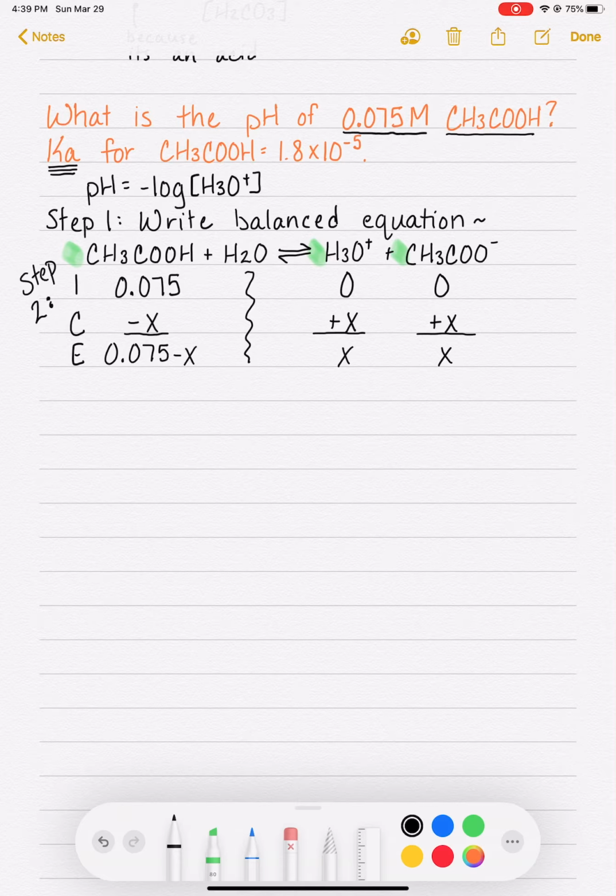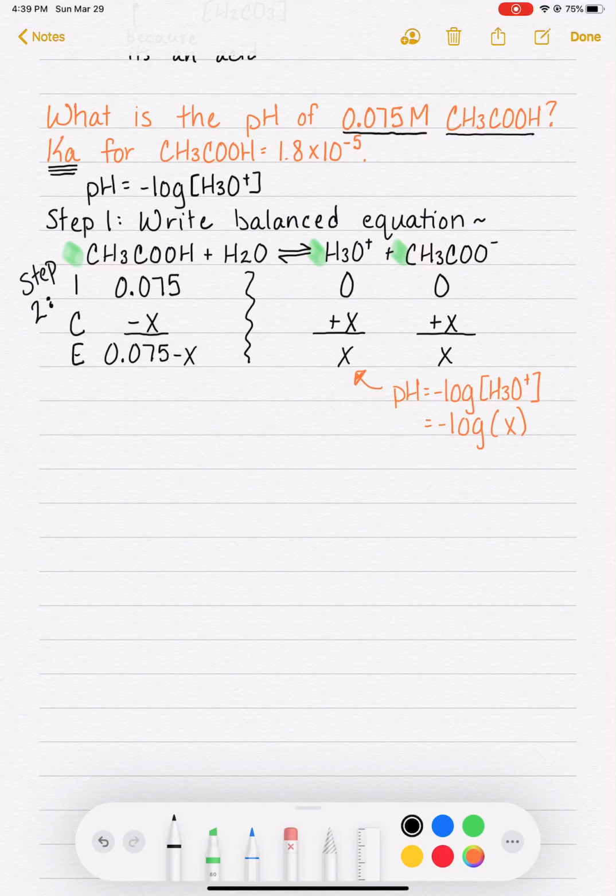Let's not forget, our goal here is to calculate the pH. We need to know what X is, because pH is the negative log of the H3O+, and the H3O+ is our X. So how are we going to get X?